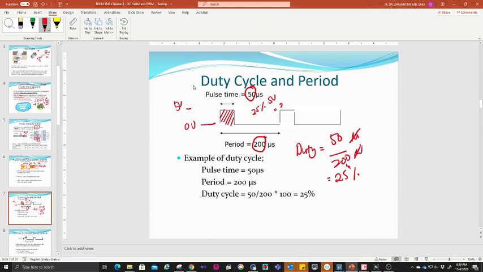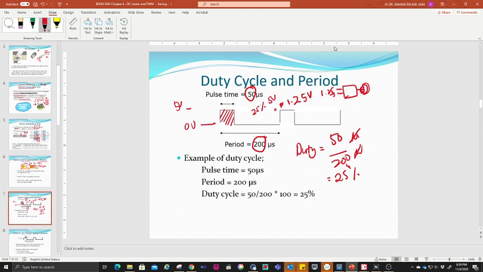25 divided by 100 is around 1.25 volt. So you can imagine that if you are giving this type of pulse to a motor, your motor will only turn with the speed given around 1.25 volt, and your speed will be slower.